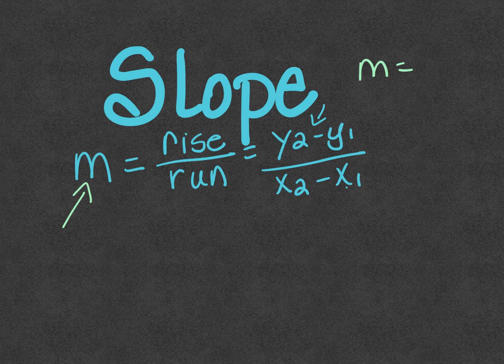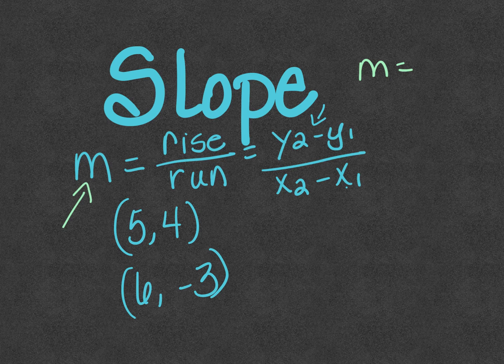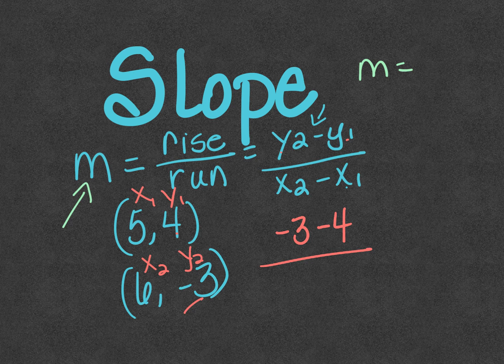All right, let's find slope here. Let's say we have points of (5, 4) and (6, -3). Remember that we label these as x1, y1, which is your first set, and x2, y2, which is your second set. Now, we're going to start with y2, which is -3, minus y1, which is 4, over 6 minus x1, which is 5, equals.